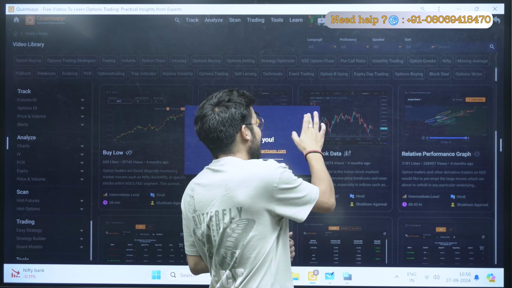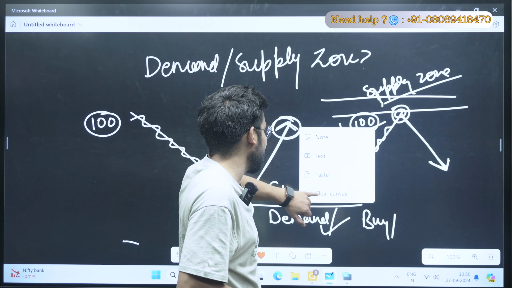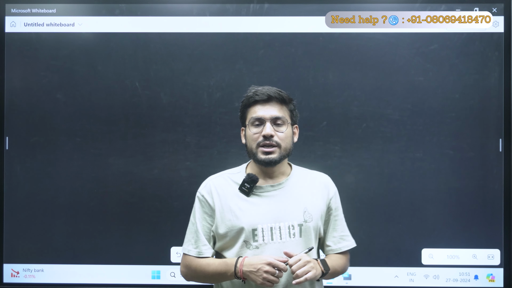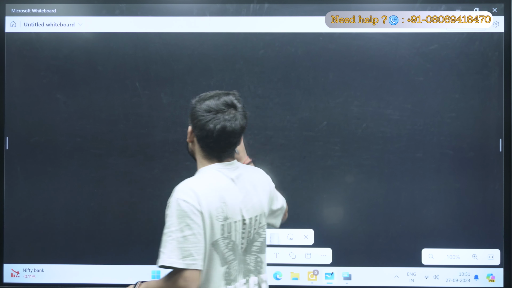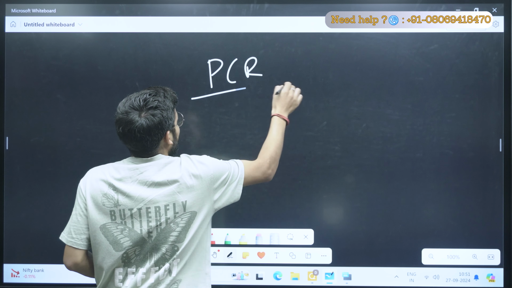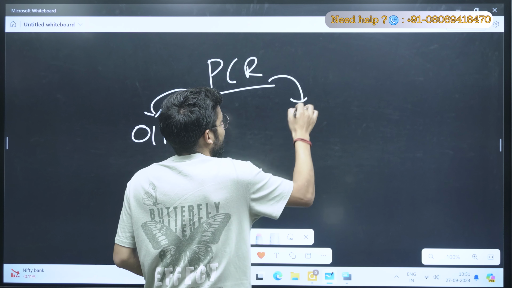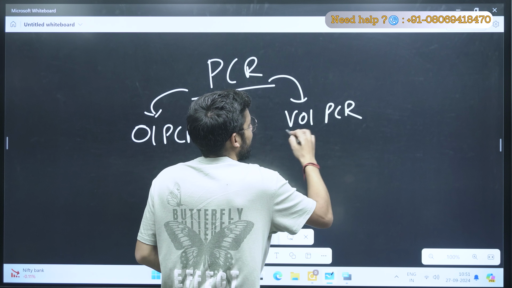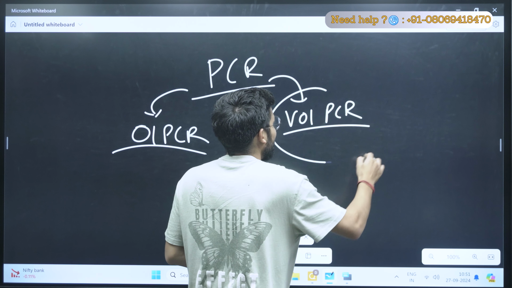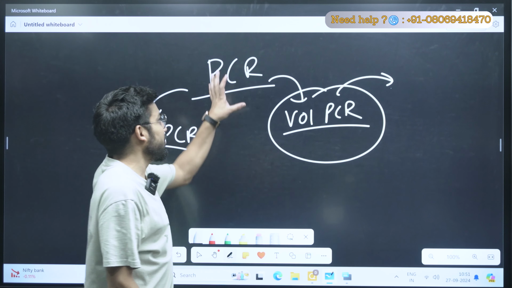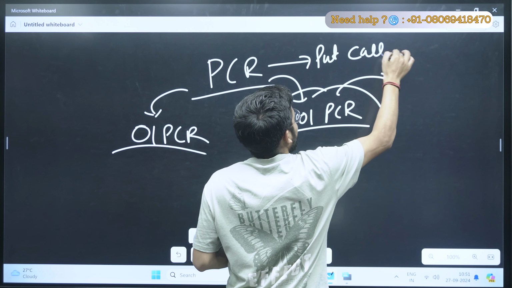Right now, getting back to today's topic, that is PCR. I'll be talking about how you can trade with the PCR effectively. Many of you must have heard about PCR, right? There are two types of PCR: OI PCR and volume PCR. We have covered it in many sessions, but today I'll be covering particularly volume PCR.